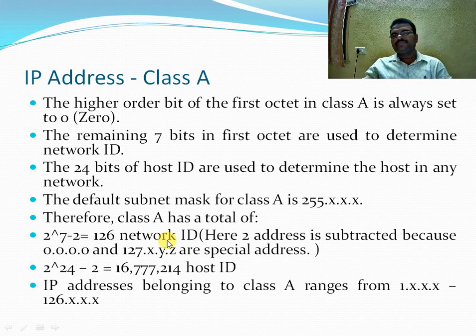network IDs. Here 2 addresses are subtracted because 0.0.0.0 and 127.x.y.z are special addresses. And 2 to the power of 24 minus 2 is equal to 16,777,214 host IDs. IP addresses belonging to class A range from 1.x.x.x to 126.x.x.x.